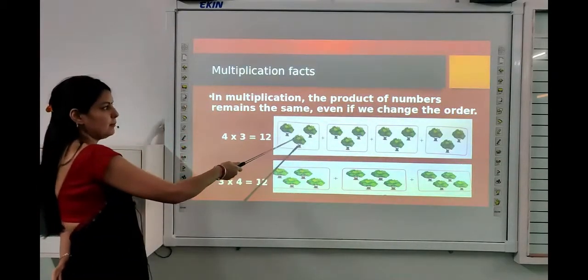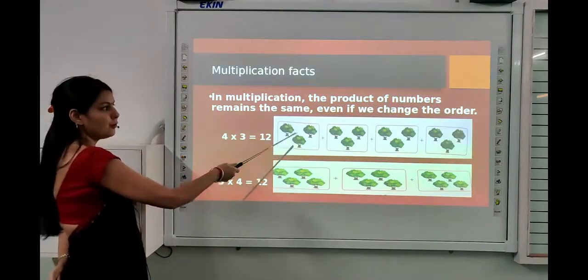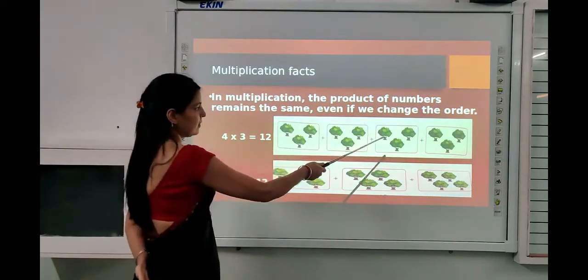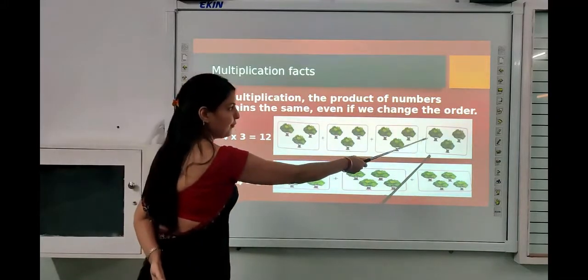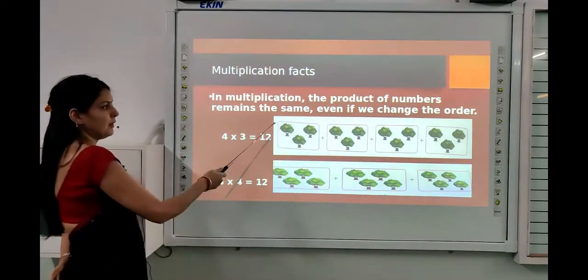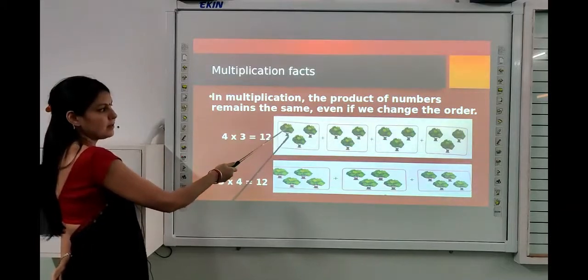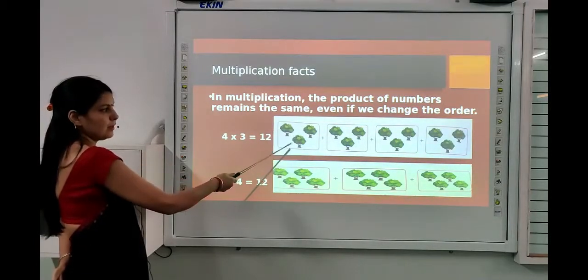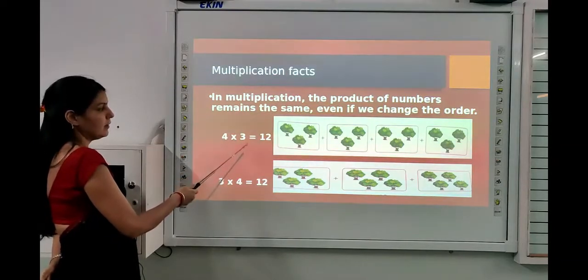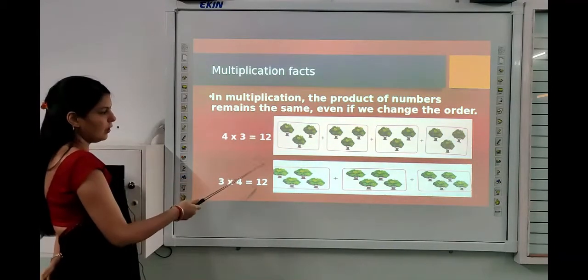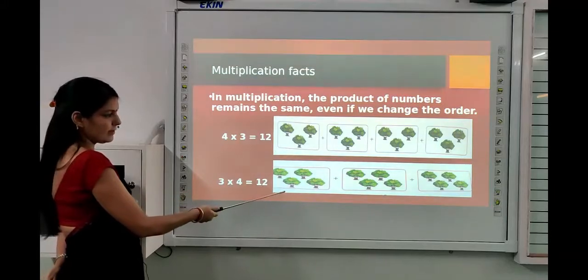Let's see one example. Here, 4 groups of 3 trees. First group, second group, third group and fourth group. Each group has 3 trees. 1, 2, 3. So we are going to multiply 4 by 3. It will be 12. Now come on the next.